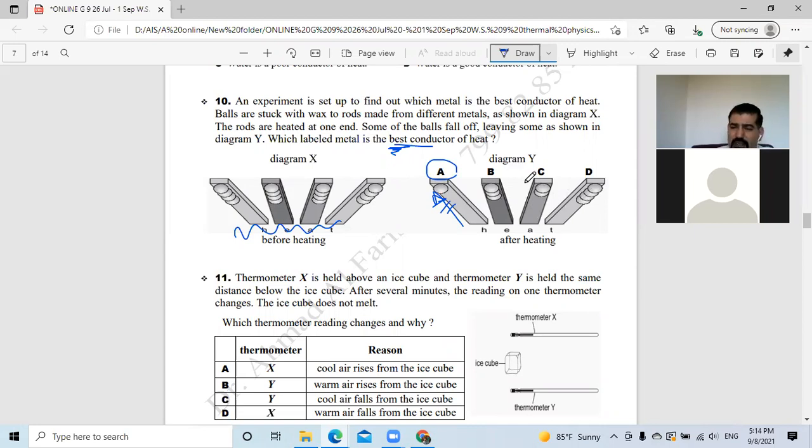So which one is the worst conductor? The best insulator. The best insulator is what? It is D. Yes, thank you. Correct.